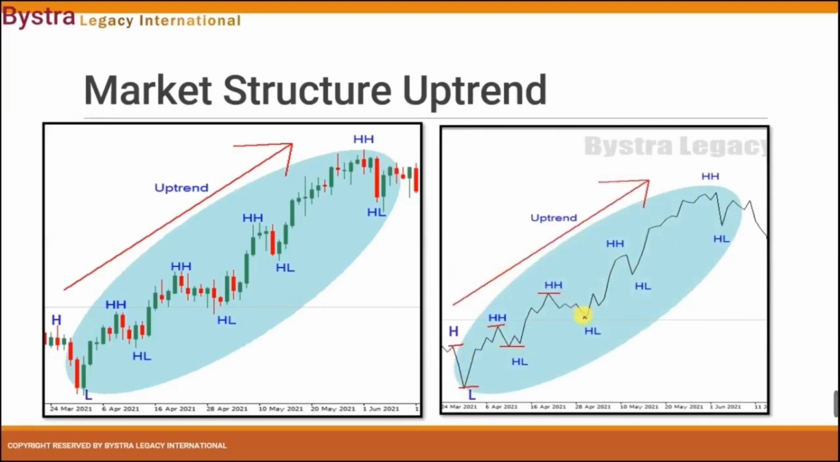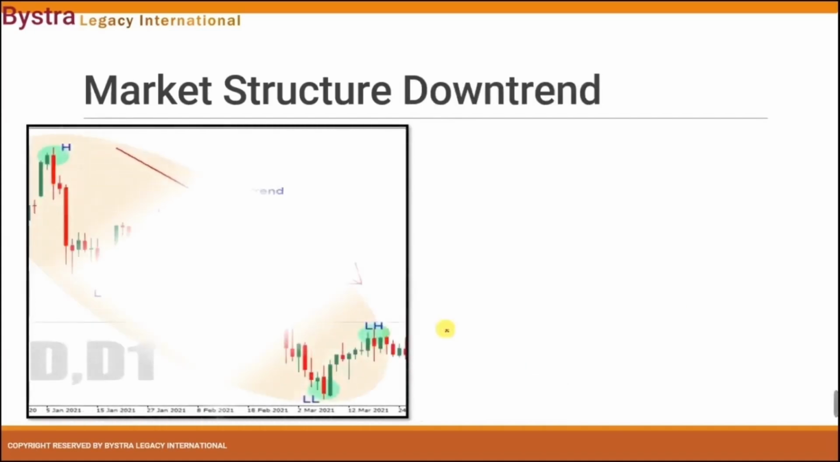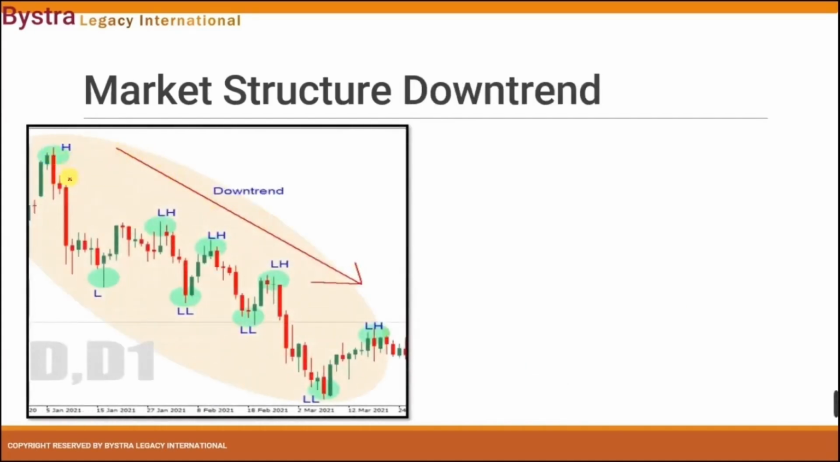Now let's look at the downtrend. So in the MT4 charts, this is how the downtrend looks like. This high, low, lower high, lower low, lower high, lower low. And let's look at the line chart. Same thing happens for the downtrend.